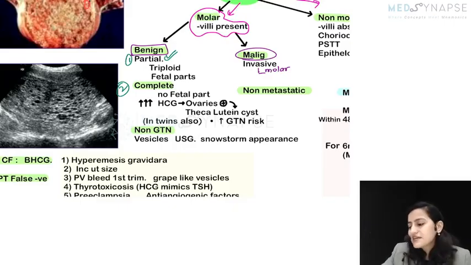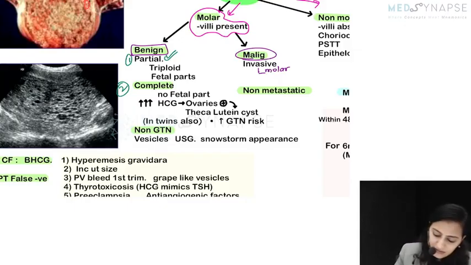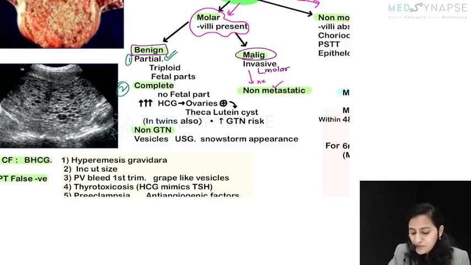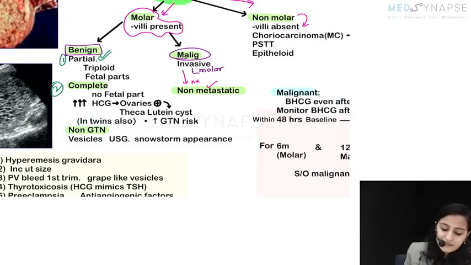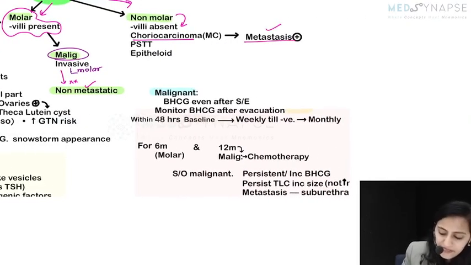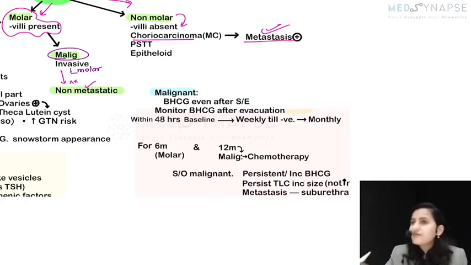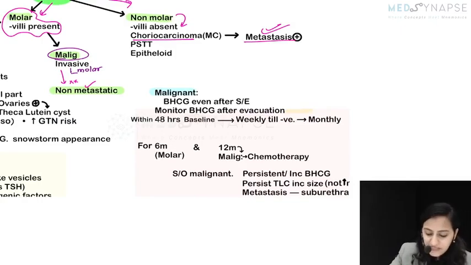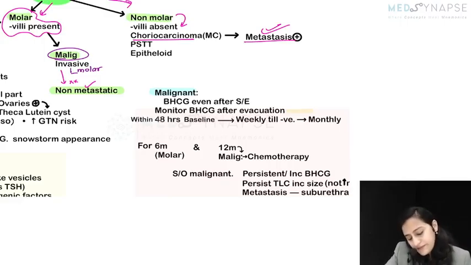But remember, this invasive molar pregnancy will not have metastasis. The difference between invasive molar and choriocarcinoma is that choriocarcinoma will have metastasis. Invasive molar is locally invasive. It is not metastasized. No metastasis.